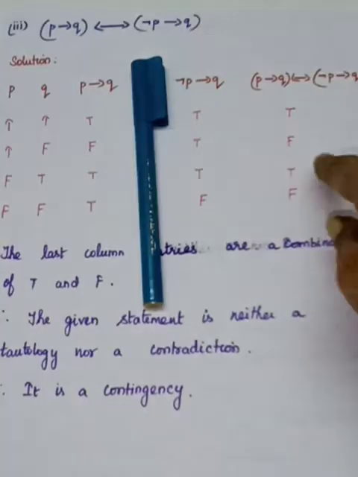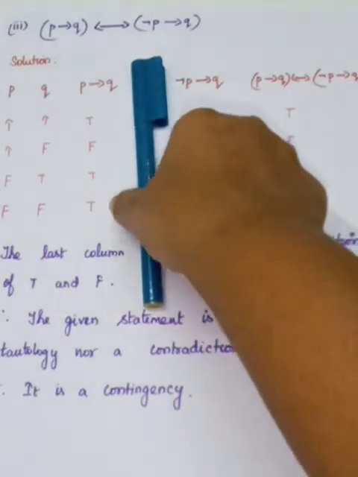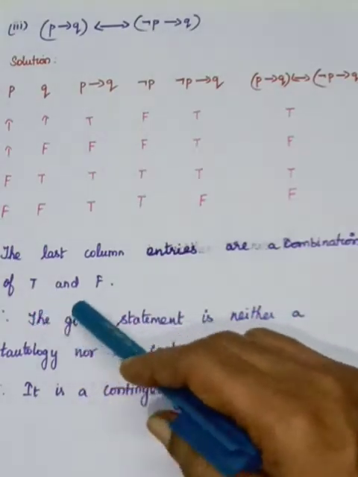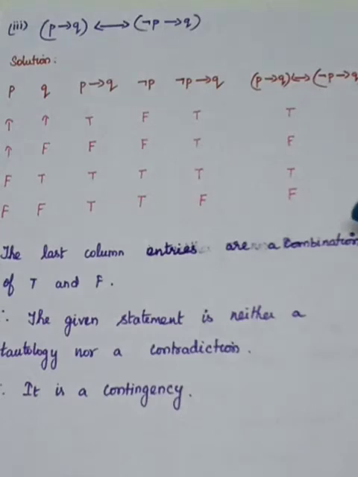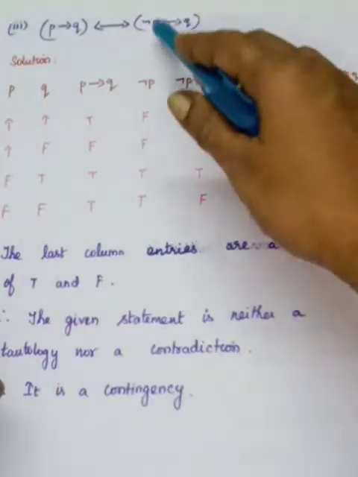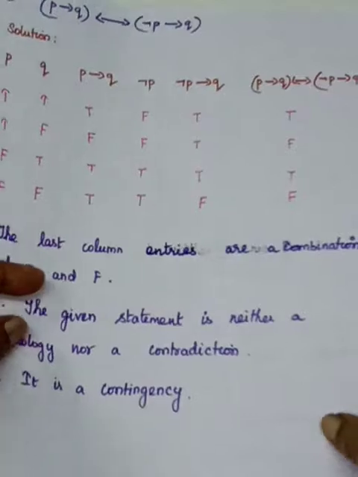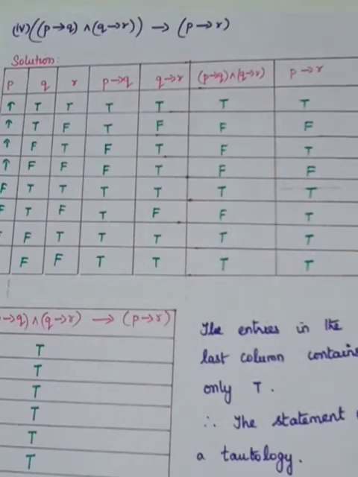So the compound statement having the entry TF and TF. So see, the last column entries are a combination of T and F. So therefore the given statement is neither a tautology nor a contradiction. So therefore such a statement is called a contingency. So the given compound statement is a contingency.